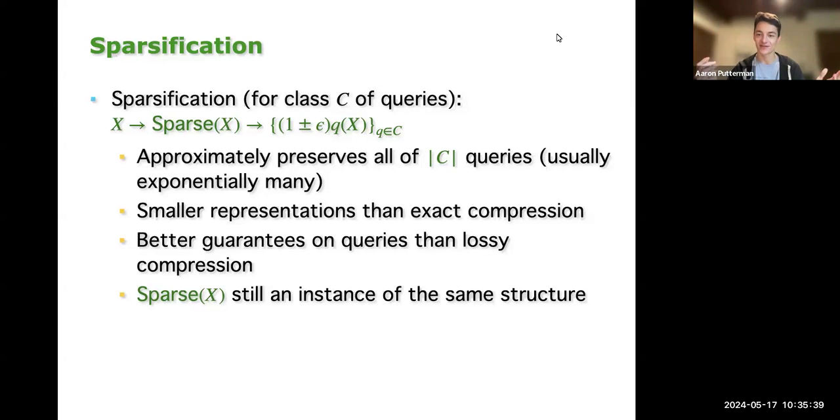The reason this is a non-trivial notion is that the set of queries will be exponentially large. This means it's fundamentally different from lossy compression, which only gives a multiplicative guarantee for some polynomially large set of queries. That said, it's also slightly different from exact compression, because we allow some error in the response to the queries: we only have to return a 1 plus or minus epsilon multiplicative factor. We'll also have the nice additional feature that the sparse version of X is still an instance of the same data structure. So if you had an algorithm that could run on X, you could also run it on this sparsified version of X without having to change any of the intricacies of the algorithm.